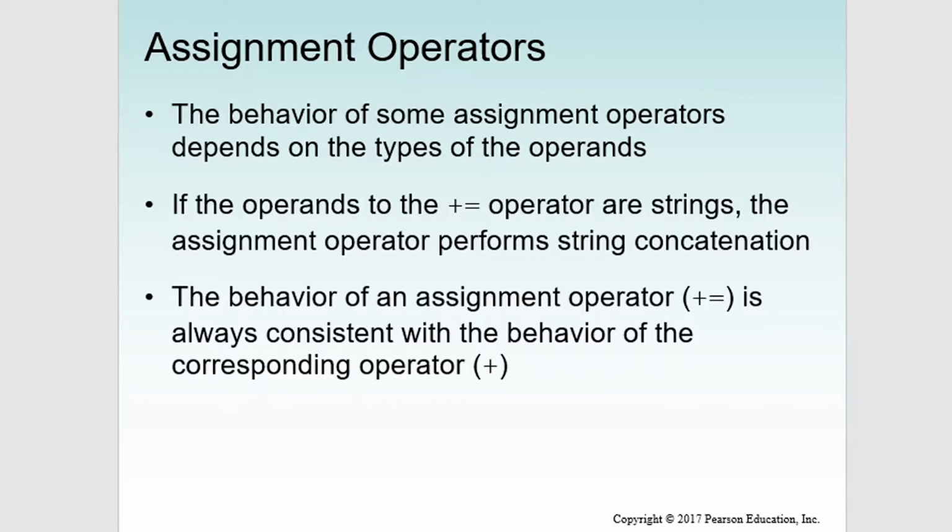The behavior of some assignment operators depends on the types of operands. If the operands to the plus equals operator are strings, the assignment operator performs string concatenation. The behavior of an assignment operator plus equals is always consistent with the behavior of the corresponding operator. So this is only applicable to the plus because the plus can be used on a string and it also can be used on primitive data types.